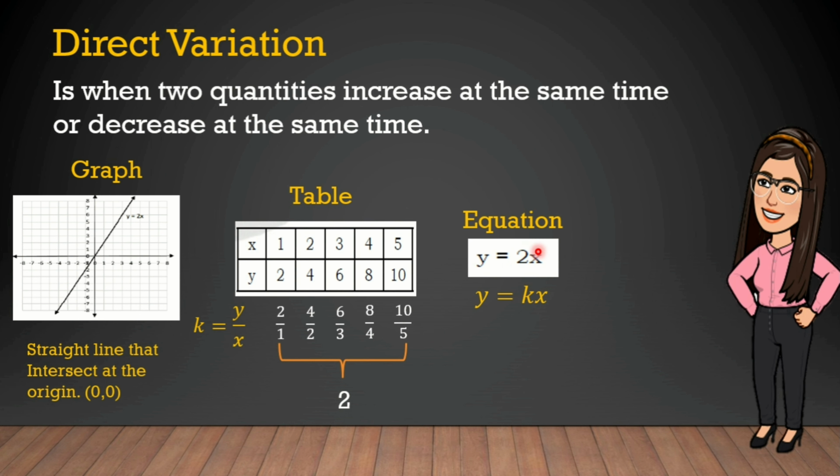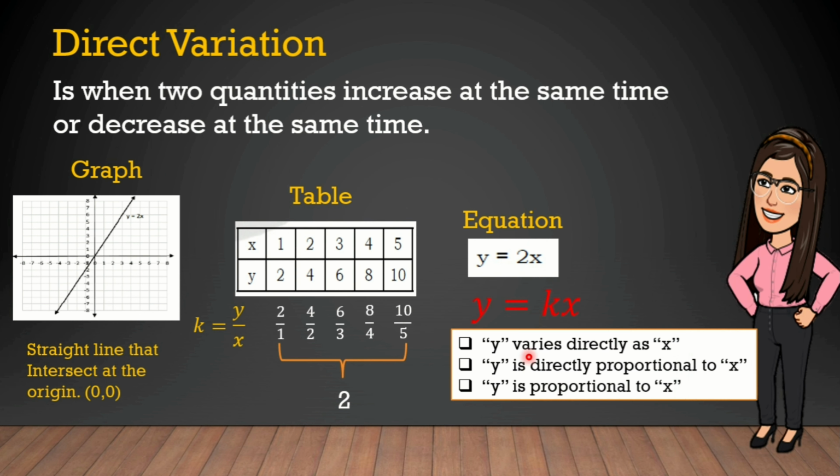Kaya, ito yung naging equation of variation niya. So, yung y is equals to kx can be read as y varies directly as x, y is directly proportional to x, or y is proportional to x. Itong mga statement na to, ito lang yung translation niya: y is equals to kx. So, sa direct variation, itong dalawang formula lang na ito ang dapat nating tandaan: y is equals to kx at saka yung k is equals to y over x.